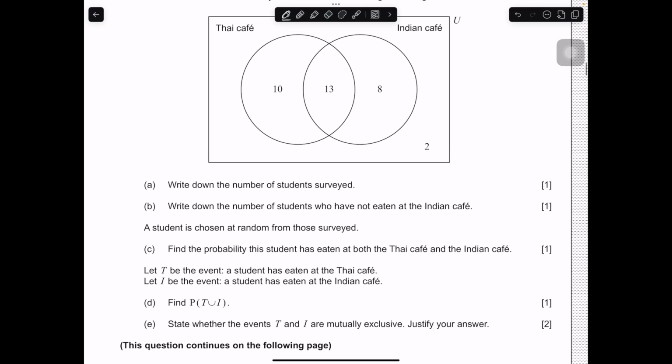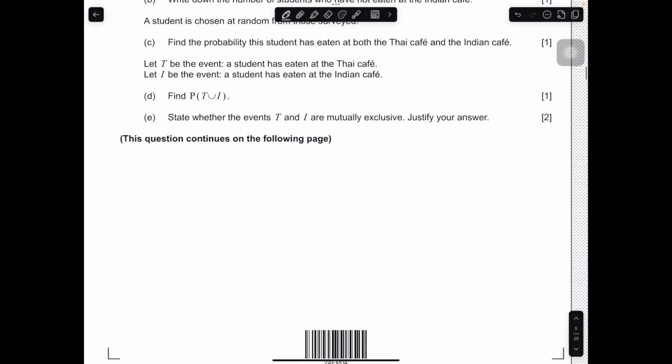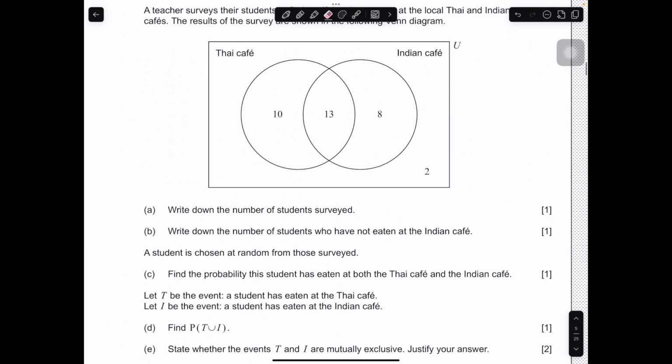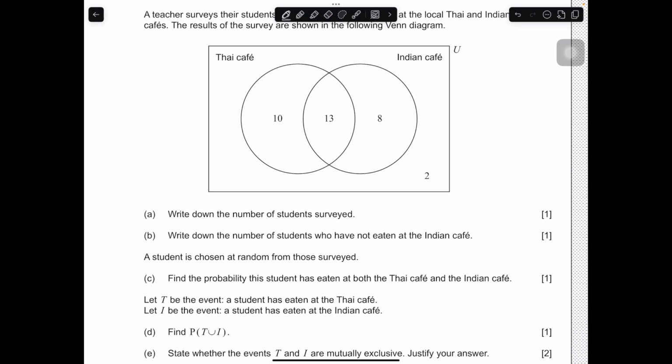Well, let's just add them up. Let's write it here in the margins, I suppose. Total number of students surveyed. Well, it's going to be 10 plus 13 plus 8 plus 2. And altogether, what is this equal to? Looks like it equals 33. So remember, we're adding up all of these individual values. So 8 plus 2 is 10, plus another 10, plus these 13 here. So there's 33 people. Okay.